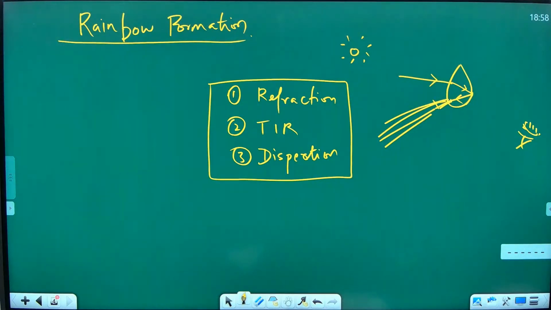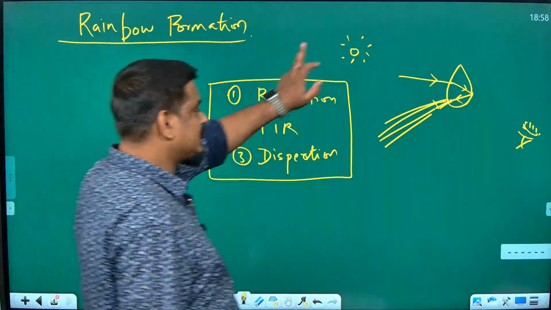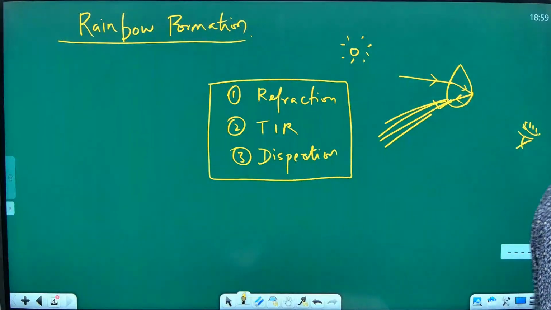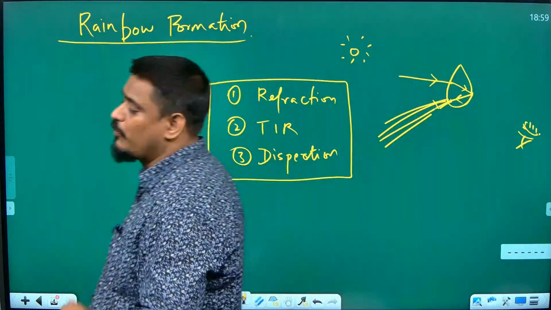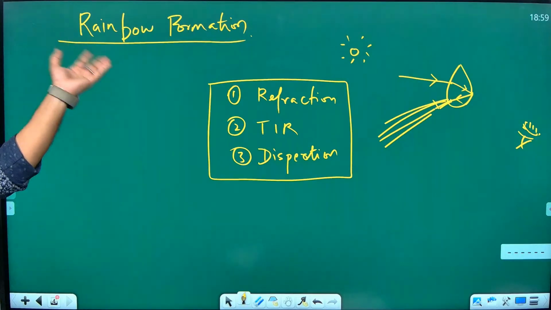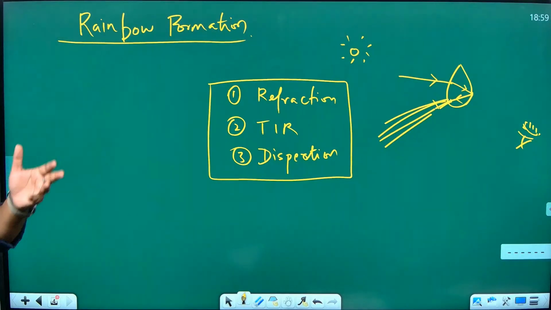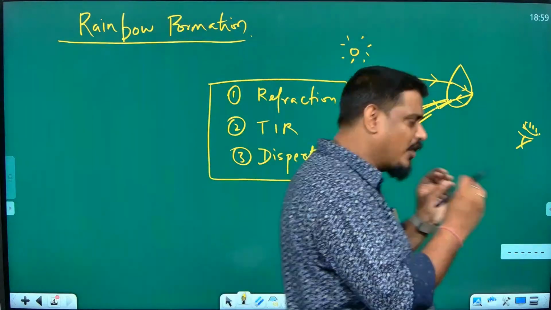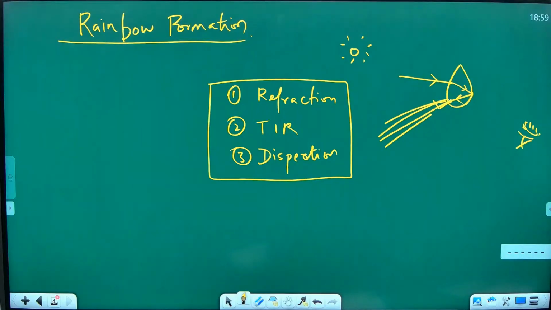For a rainbow to form, you must have sun, you must have rain, and you must have both simultaneously. Only if it is raining on a sunny day will you be able to see a rainbow formation. Sometimes it may be there, but only for a few seconds, maybe a minute or 2 minutes, that's all. Don't think it will be there for hours. After the rain stops, you cannot see a rainbow for 10-15 minutes; only for a few seconds, till you are able to see the rays from there. After that it disappears.